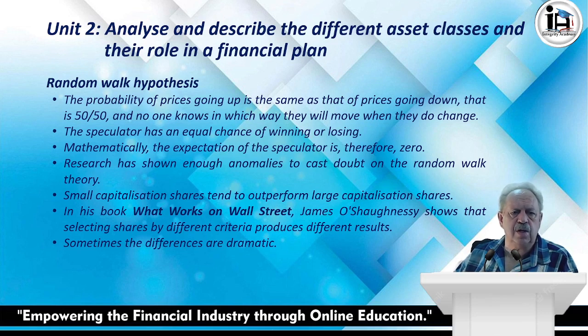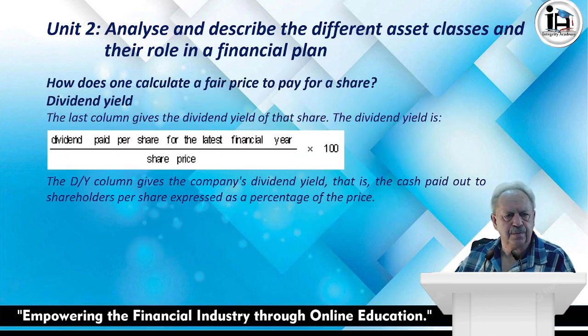Research has shown enough anomalies to cast doubt on the random walk theory. Small capitalization shares tend to outperform large capitalization shares. In his book, What Works on Wall Street, James O'Shaughnessy shows that selecting shares by different criteria produces different results. Sometimes the differences are dramatic.